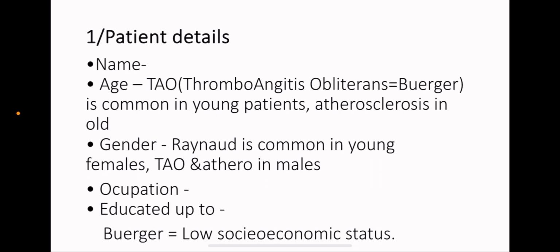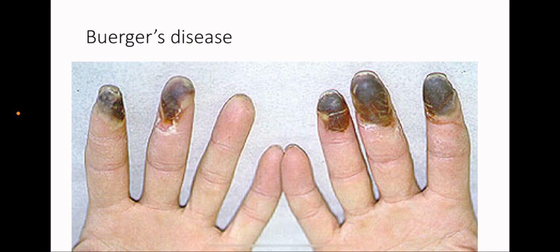Occupation and education. You ask for both of these because Buerger's disease is also associated more with low socioeconomic status. This picture is of Buerger's disease, thromboangiitis obliterans, which is a type of vasculitis. It's usually associated with smoking too.